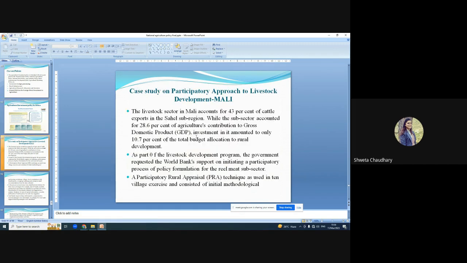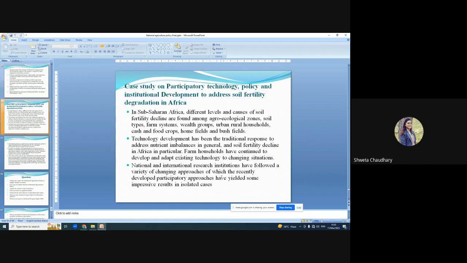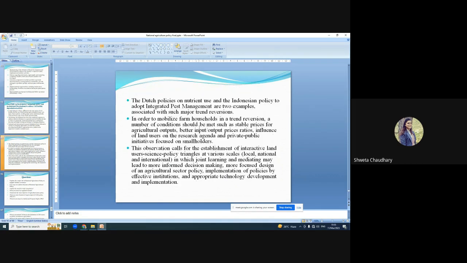Then I had taken in the last class the implementation approach. For implementation, somebody asked me to give a case study. So this is a case study on the implementation approach, that is the participatory approach. The government has initiated a participatory approach in livestock development, and on the basis of this they undertook 10 village exercises, trained them about livestock, and as a result they will be getting doubled livestock production. Then you have another case study on soil fertility.